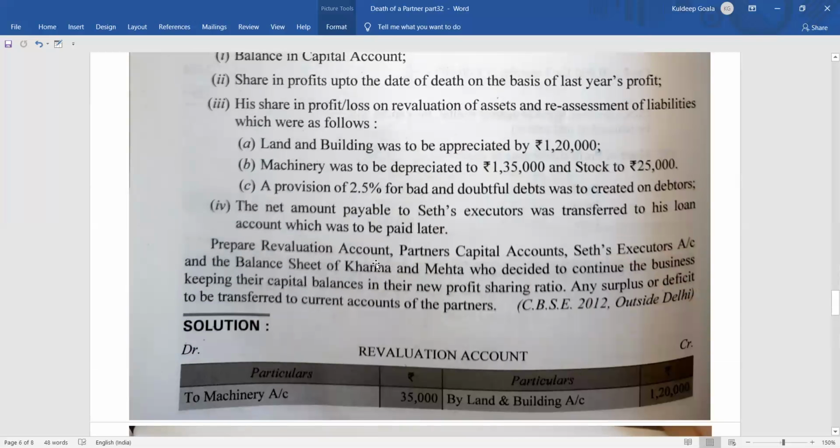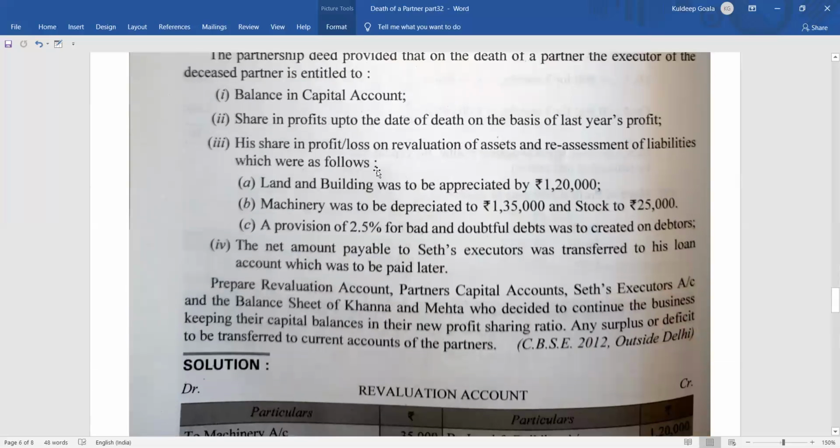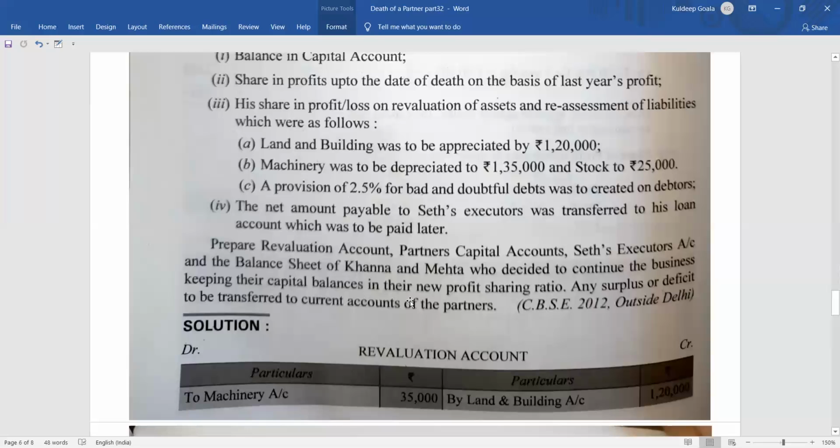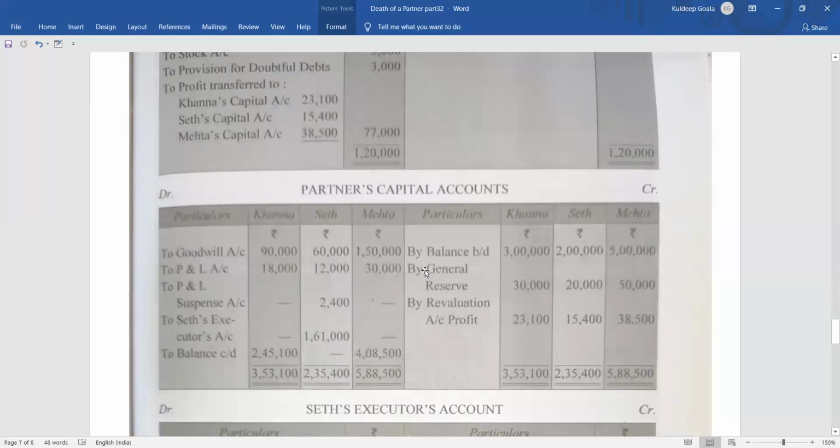we'll go for the calculation of the next amount, that is the goodwill. Just a minute, the capital balance is there, it is done. Then this is done, the net amount, okay, goodwill is not mentioned here. The net amount payable, that is the only thing. So goodwill is not mentioned here, nothing else is there. What is told here is that the net amount payable to Seth's executor was transferred to his loan account. Now we are going to pay the settlement. There's nothing else. So we'll just balance the capital.